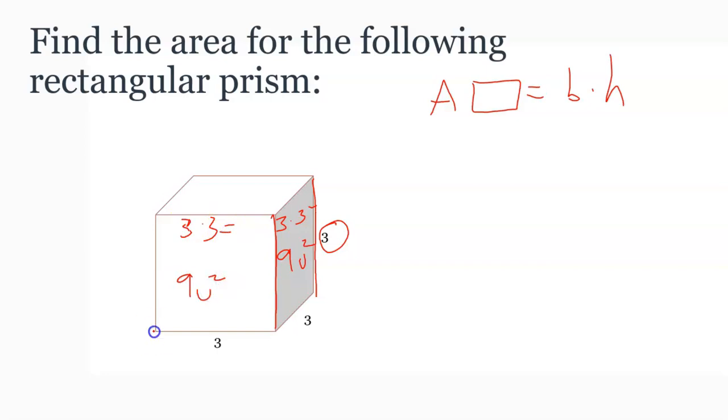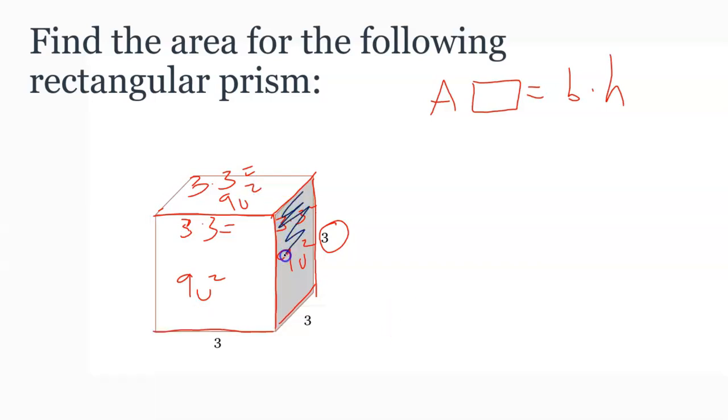What about the top? I don't see any measurements by it. Well, we do have measurements. If this is 3, this must also be 3 right here. And if it is 3 down here, this must also be 3. So again, it's 3 times 3. And this shape, by the way, where it is a square on each side, this is called a cube. 9 units squared.